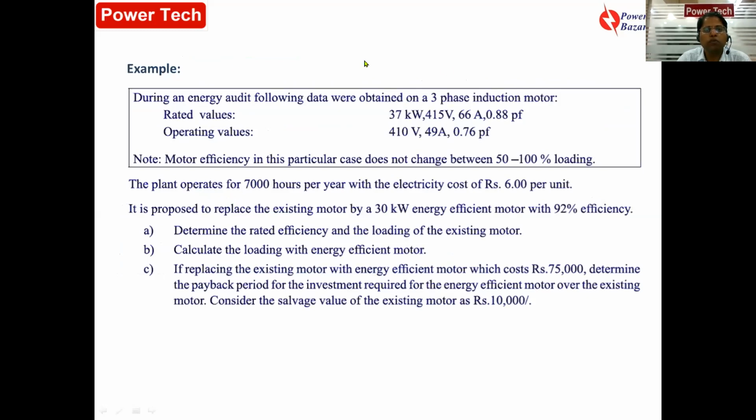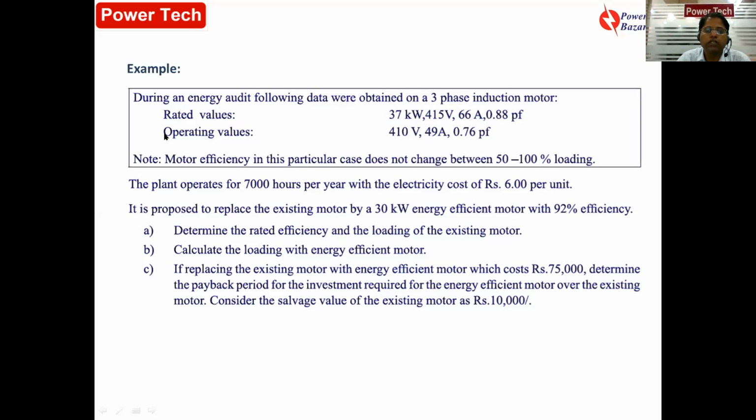Now let us come to solve these examples. During an energy audit, the following data are obtained for a 3-phase induction motor. What is the rated value? 37 kilowatt, this means 37 is the rated output power. 415 volt is the rated input voltage to the motor. 66 ampere is the rated input current. 0.88 is the rated power factor.